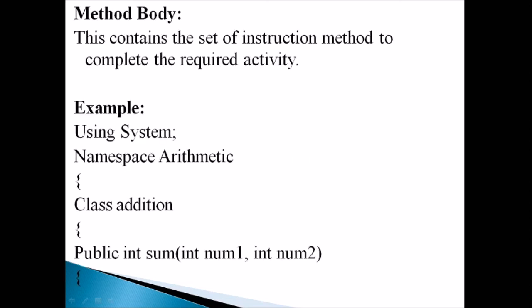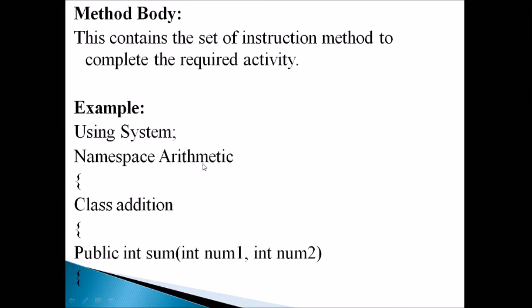Next one, method body. The source code which is given within the open and close brackets is called the method body. This contains a set of instructions to complete the required activity. We shall see an example program for this method declaration and definition. First line: using System. Next, namespace Arithmetic.